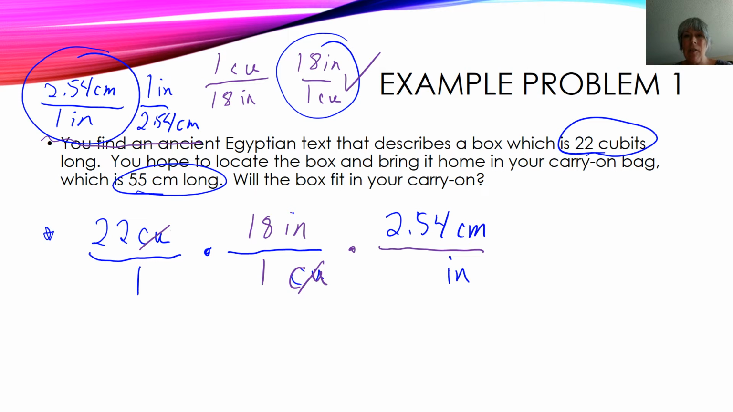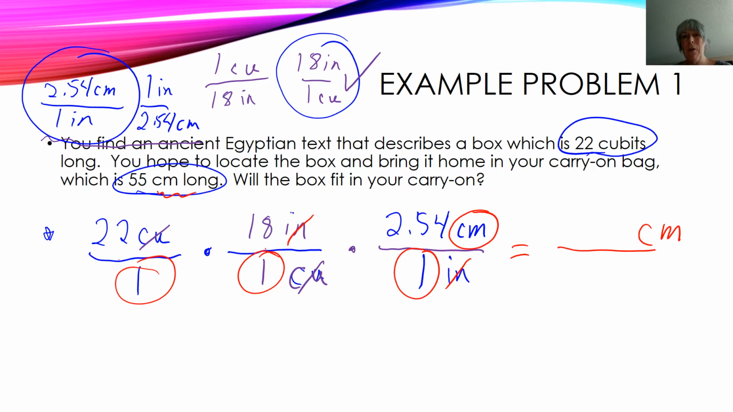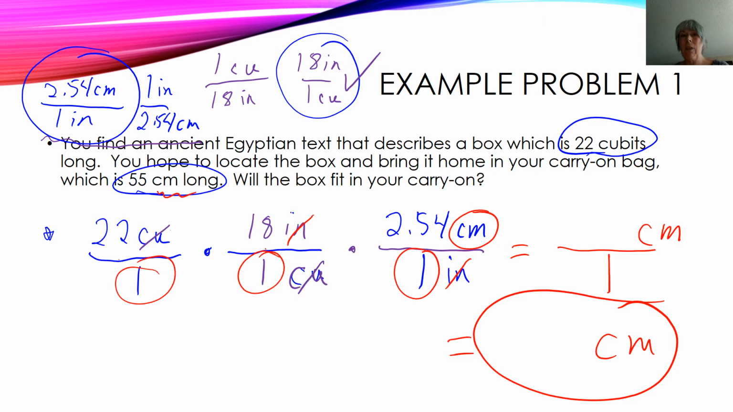2.54 centimeters is equivalent to 1 inch. The inches will cancel. And if you do this properly, the units that you get here are going to be the units that we were looking for, which is centimeters. So then all I need to do is pull up my calculator, multiply 22 times 18 times 2.54. My answer will be in centimeters. In the bottom, I have 1 times 1 times 1, which is just 1. So whatever I get when I multiply those together in centimeters is my answer. I can compare that with the 55 centimeters and see if my bag is big enough or not for my 22 cubit box.